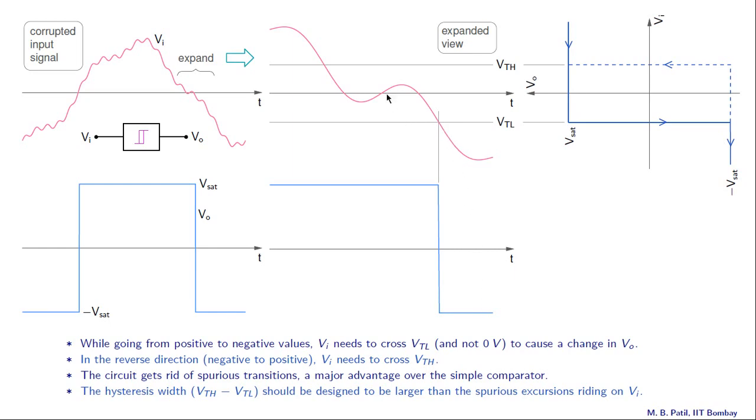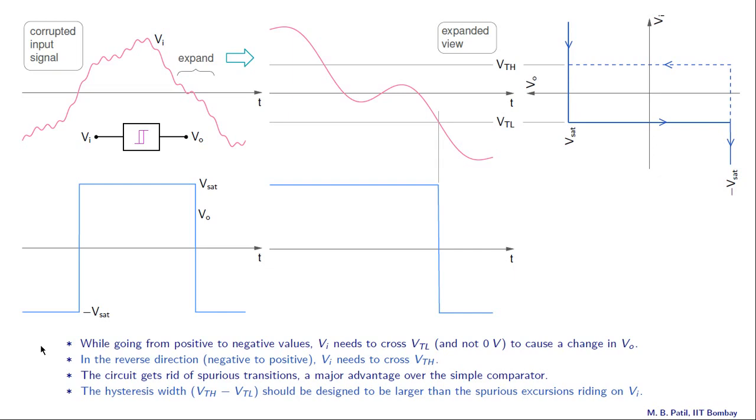Now what happens in between is not really important. Even if we had several transitions in this region, it does not really matter, because the input voltage has to cross this VTL level to produce a transition at the output. So that is how these spurious transitions are taken care of.